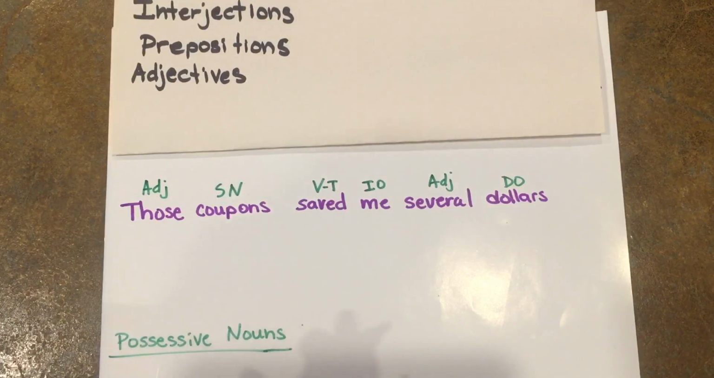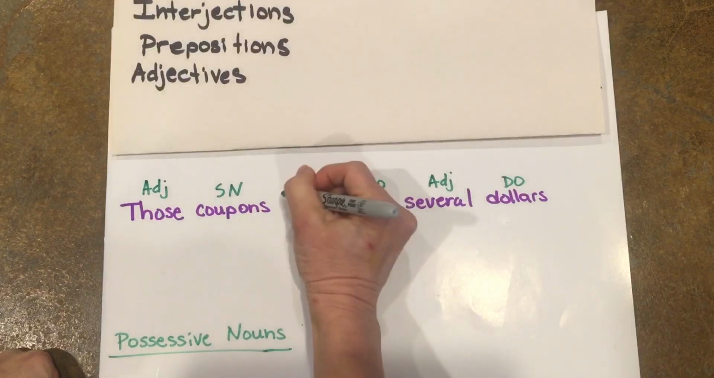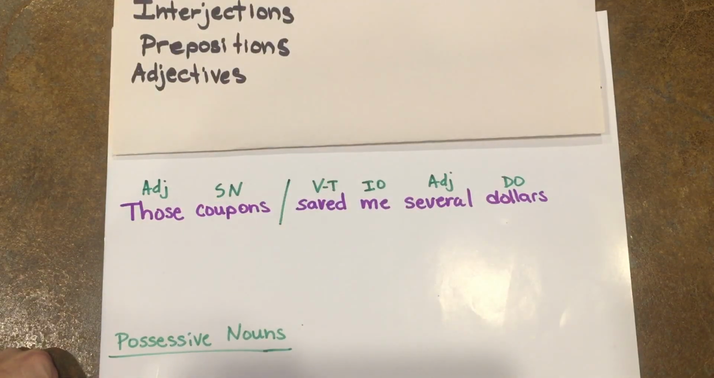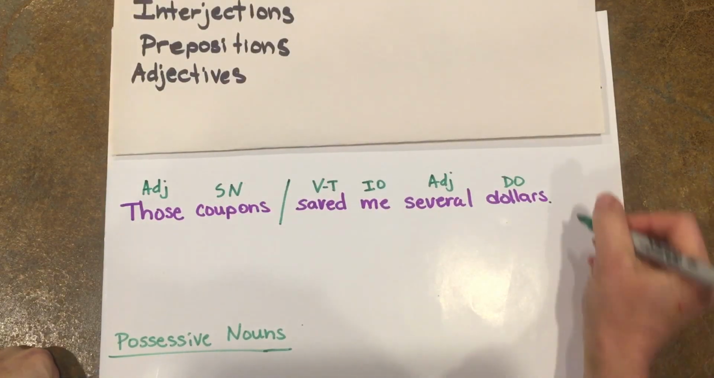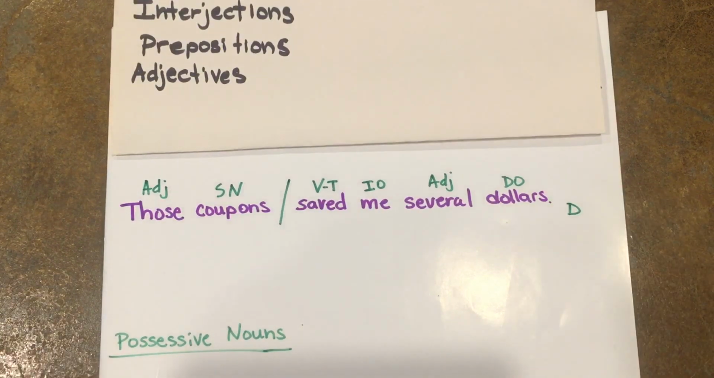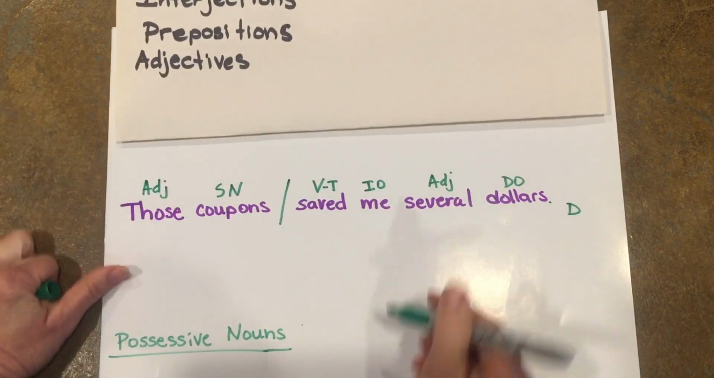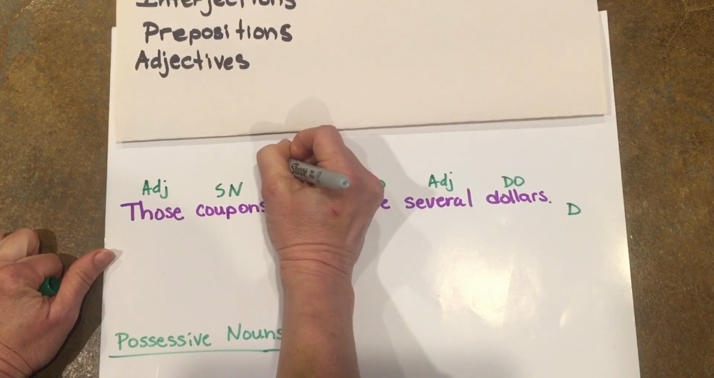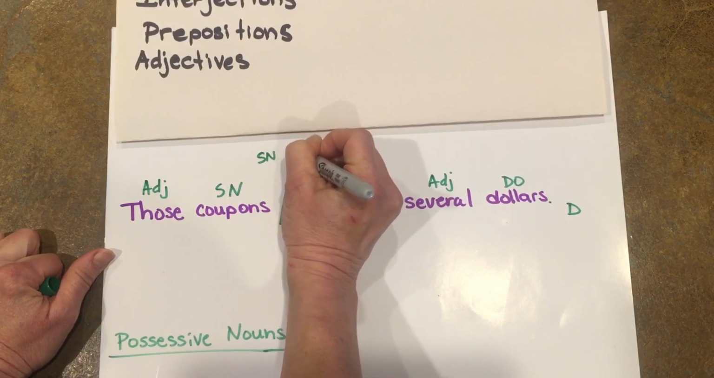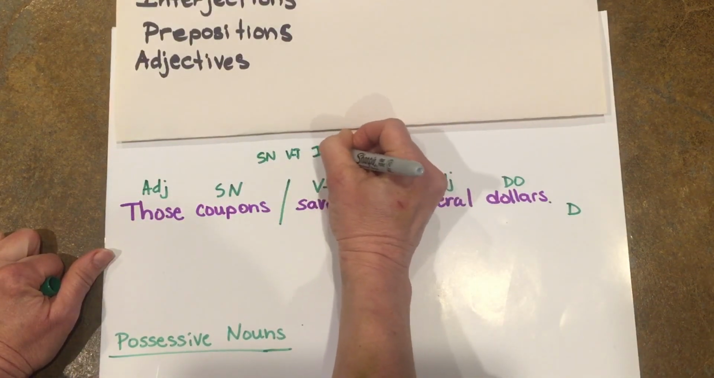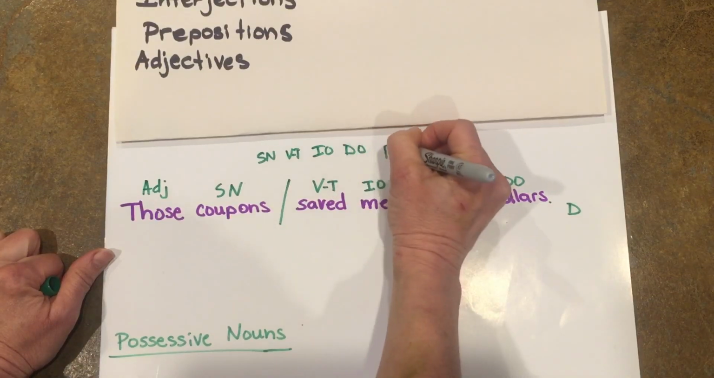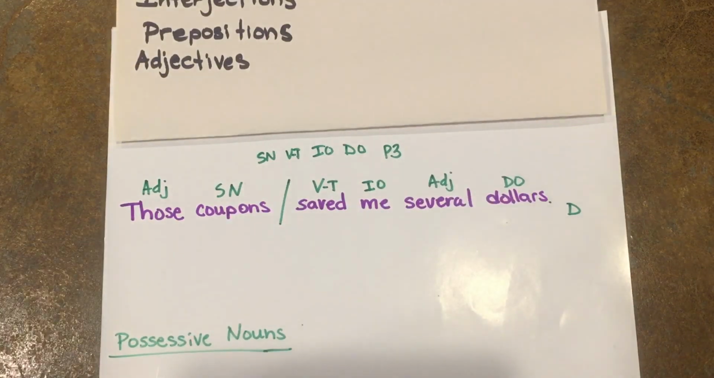Okay. Now let's divide between the subject and the verb. That should have appeared there. This is a declarative sentence. This is subject noun, verb transitive, I-O, D-O, pattern 3. Okay.